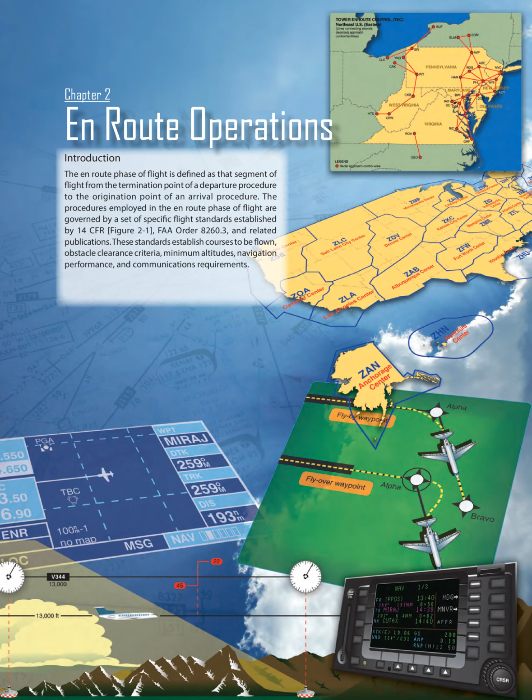Chapter 2, En Route Operations. Introduction. The en-route phase of flight is defined as that segment of flight from the termination point of a departure procedure to the origination point of an arrival procedure.